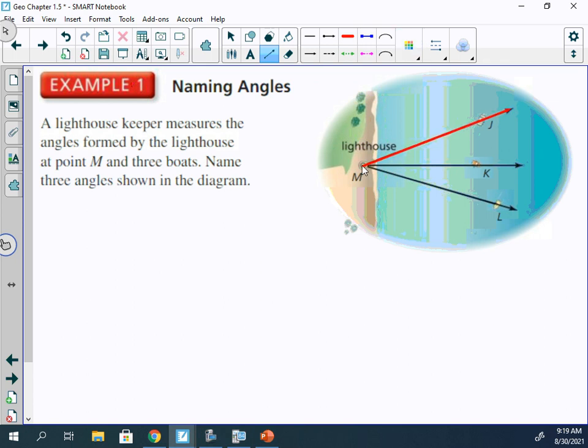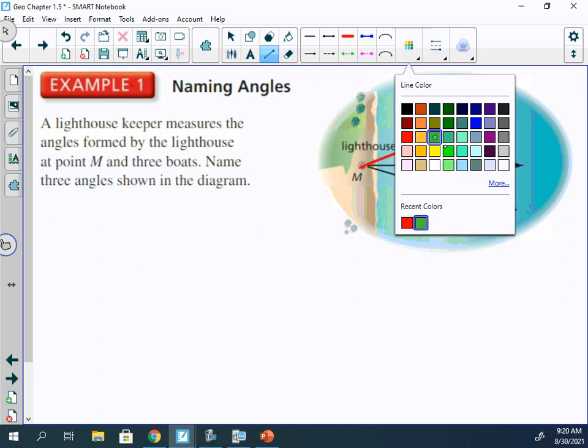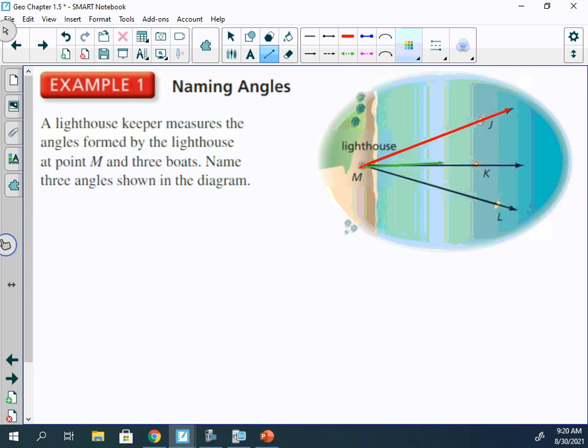So I can say that this here is a ray, yes? I'm going to pick a different color. Let's say light green. This here is a ray, and then let's say dark blue. So all 3 of these here are rays, yes? Well, the red and green make an angle, yes? The red and blue make an angle, yes? And the green and blue make an angle.